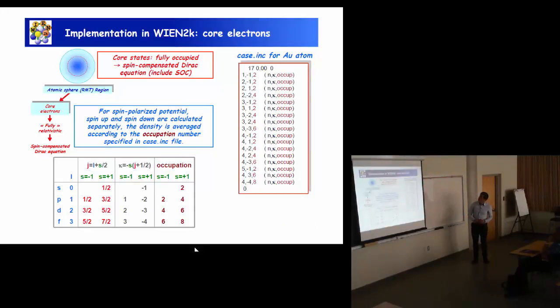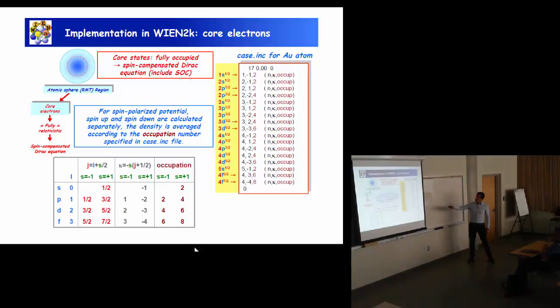If you look at the core states for which you do the Dirac equation, you have to look at the input file of the core state, so EINC, and you obtain such an input file in WIEN2k. You already use it to put a core hole in X-ray spectroscopy. What you see here is the principal quantum number, the relativistic quantum number kappa, and the occupation. This table is provided in the WIEN2k user guide.